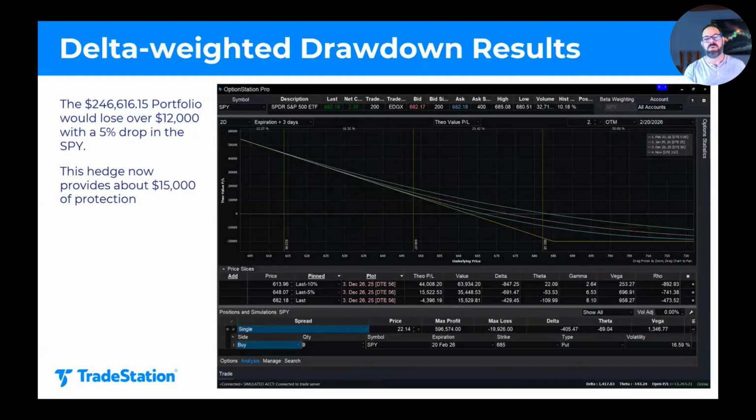You can actually do this by looking at the price slices in OptionStation Pro. By using those price slices, in this case, you can see now, remember, if we lost 5% on that $250,000 portfolio, that's about 12 grand. In this case, I didn't adjust it. I basically kept the full 9 contracts the entire time. Moving the price slice down, you could see that hedge provided $15,000 of protection. And you don't have to give up your portfolio.